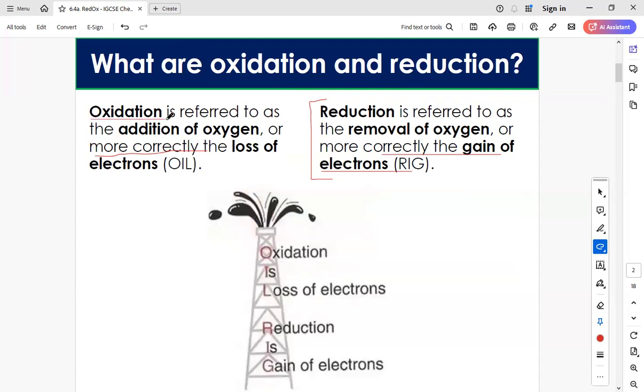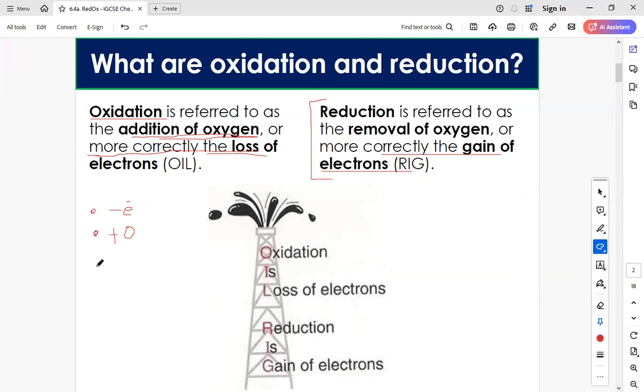So oxidation is referred to as addition of oxygen, or more correctly, a loss of electrons. If you add oxygen to any element, if any element reacts with oxygen, obviously oxygen will take away its electrons, because it has to complete its octet in the outermost shell. So it will make the other element lose electrons and will gain those electrons itself, right? So with the loss of electrons or addition of oxygen, both are termed as oxidation.